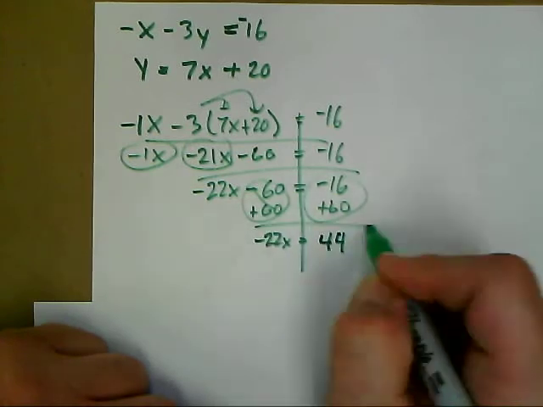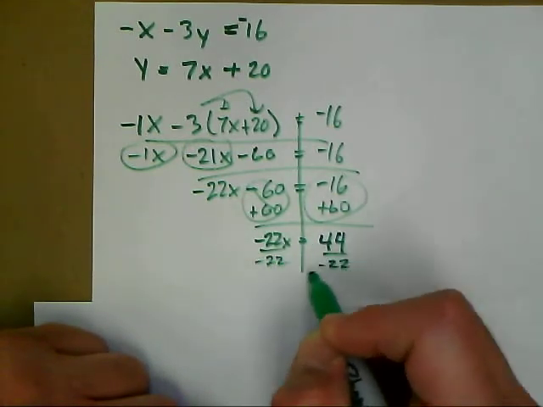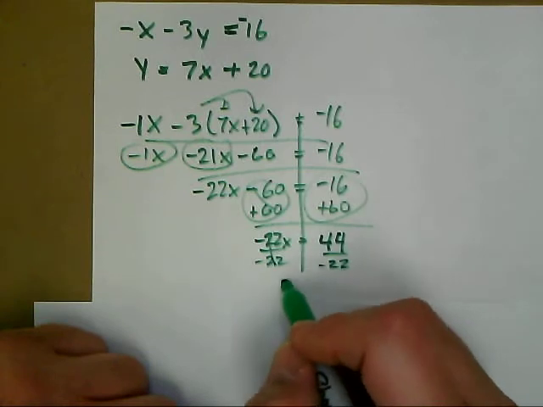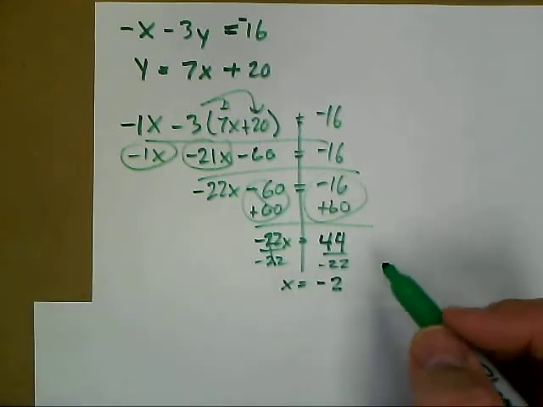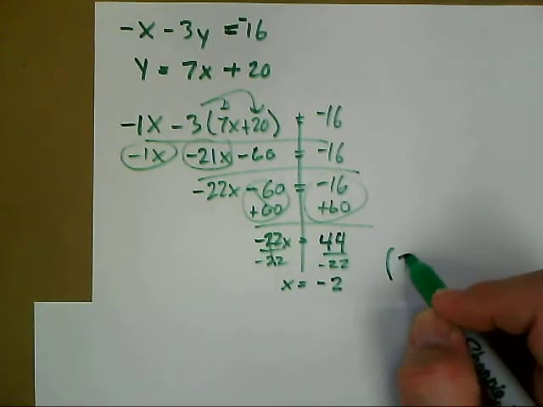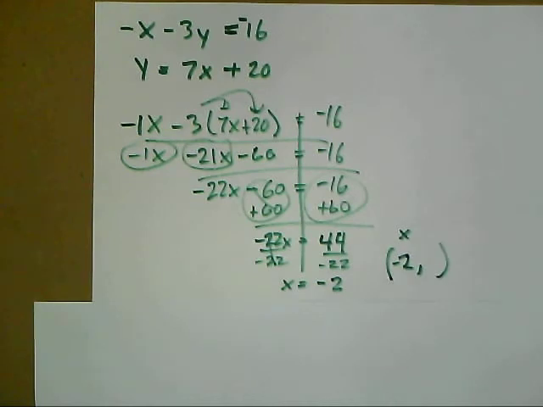Yeah, 44. And then we're going to divide by negative 22. And these two now are opposite operations. So we have x equals negative 2. That is the first part of our coordinate point. That's the x value. So we need the y value.